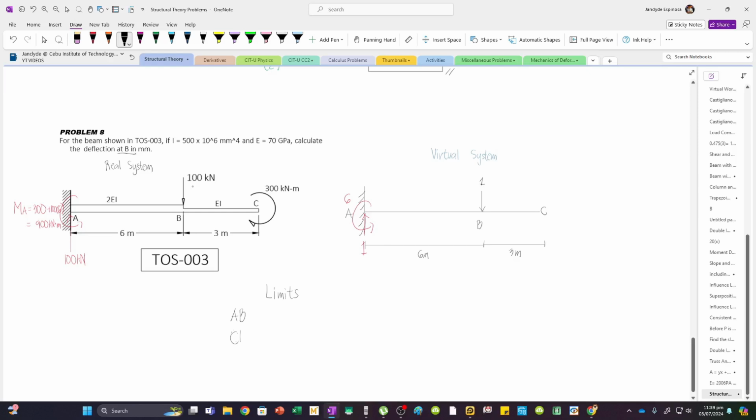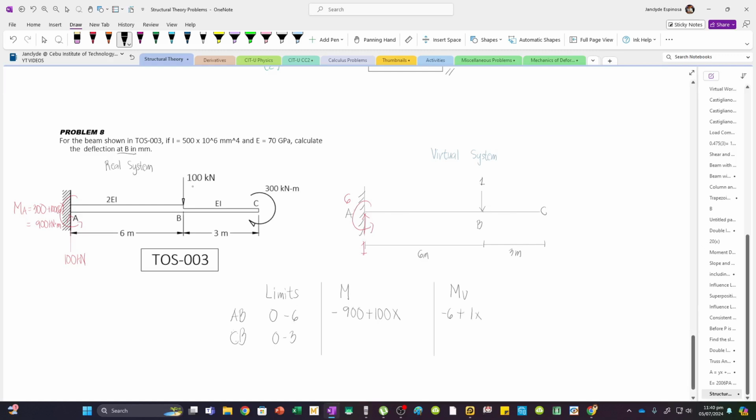This is CB. So our limits for AB is from 0 to the length of the span, so that's 6. And then for CB, I have 0 to 3. And then for M, it's easy because we only have a moment reaction and a vertical load. So this is going to be for segment AB minus 900 plus 100x. And then for MV, I only have minus 6 plus 1x.